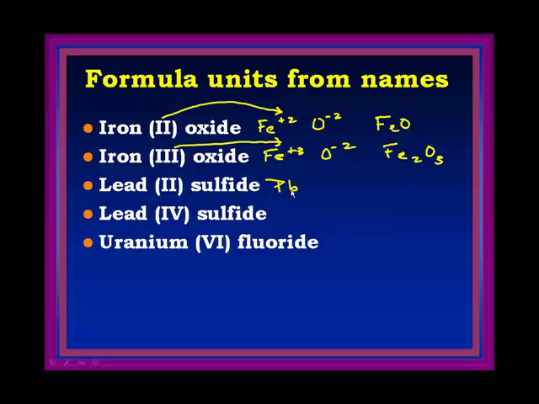Okay, lead 2 sulfide, Pb. Because of the Roman numeral 2, it has a +2. Sulfide is sulfur. These cancel out perfectly, PbS. Lead 4 sulfide, Pb +4. And then sulfide's still a -2. But this time it's going to take 2 of those sulfides, and I get PbS2.